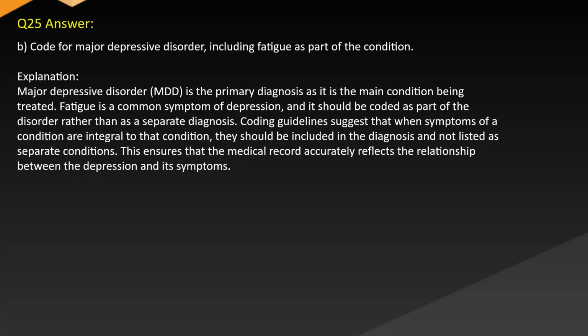Answer: B. Code for major depressive disorder including fatigue as part of the condition. Explanation: major depressive disorder (MDD) is the primary diagnosis as it is the main condition being treated. Fatigue is a common symptom of depression and it should be coded as part of the disorder rather than as a separate diagnosis. Coding guidelines suggest that when symptoms of a condition are integral to that condition, they should be included in the diagnosis and not listed as separate conditions. This ensures that the medical record accurately reflects the relationship between the depression and its symptoms.